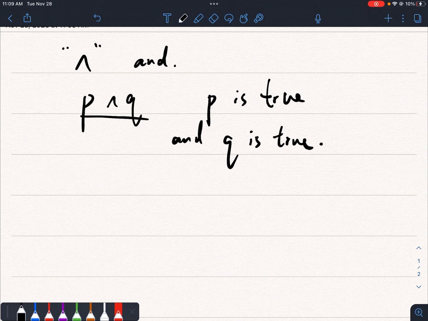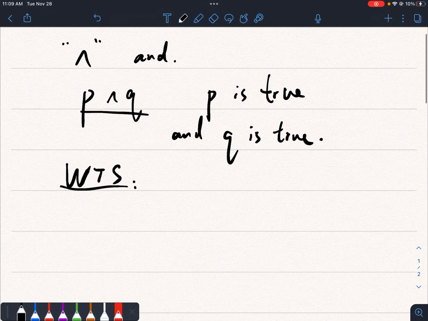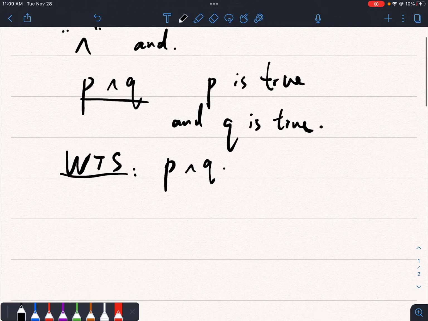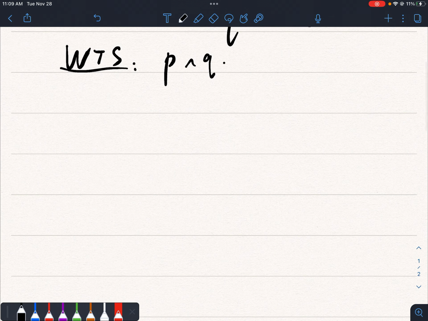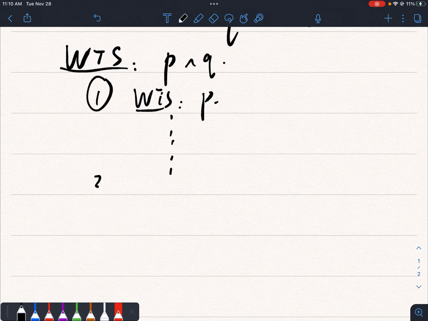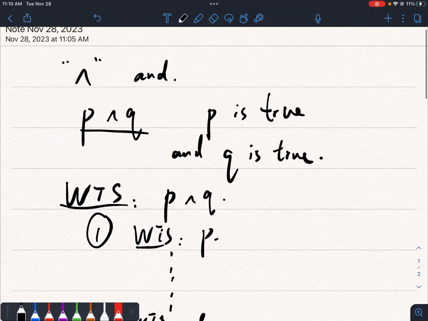So, for example, if we are asked to show that P and Q is true, then how will we show it? This basically breaks into two parts. First we want to show that P is true. You use some steps to show that P is true, and then you show Q is true. Okay? So I want to show both of them are true. Okay, so this is logic "and".